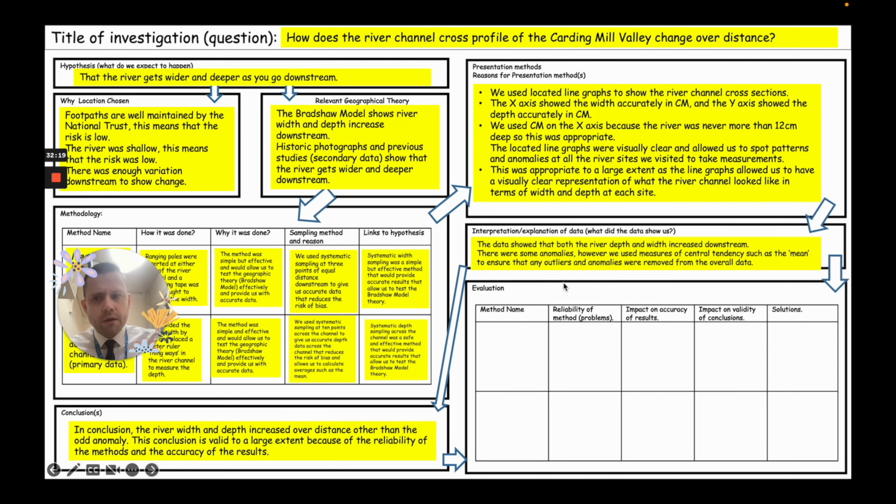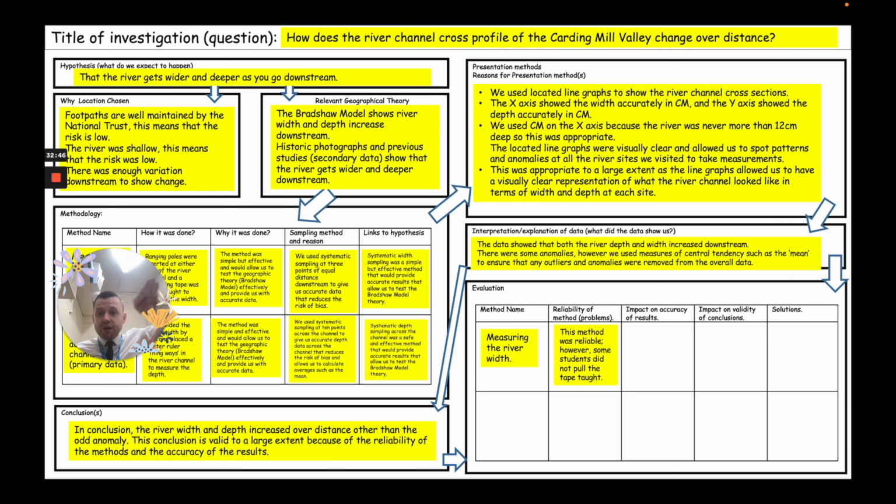So again, we're looking at evaluation. Can we trust our conclusions? Are they valid? Well, that depends on how accurate the results are. How accurate the results are links to how reliable the methods are. So, measuring the river width. This was a great method, but some kids didn't pull the tape taut. So rather than measuring the width, they were measuring the width plus the dip of the tape.